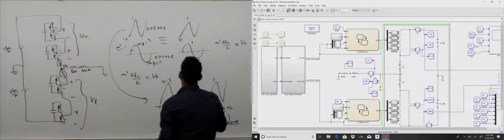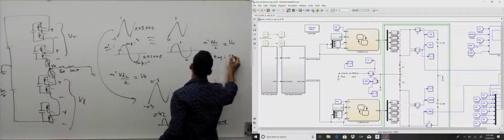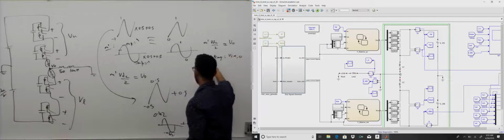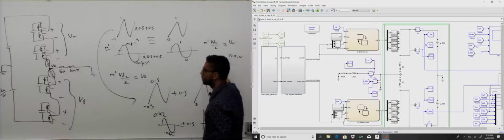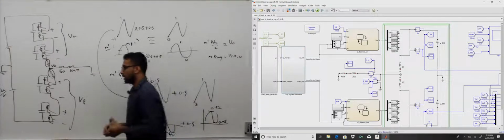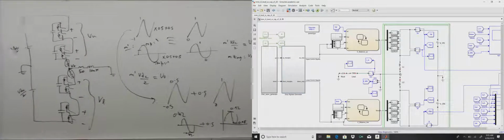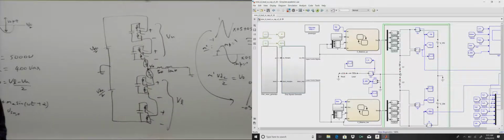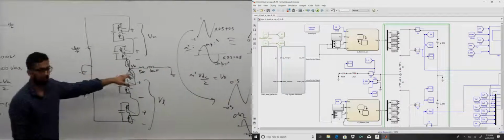Whereas if I use m times VC average equal to V submodule output, m at the minimum is 0, at the maximum is 1. So with respect to submodule negative bus, it can only go till 0. So I think if you think about it a little bit, you will understand that this m dash times VDC by 2 is VO.